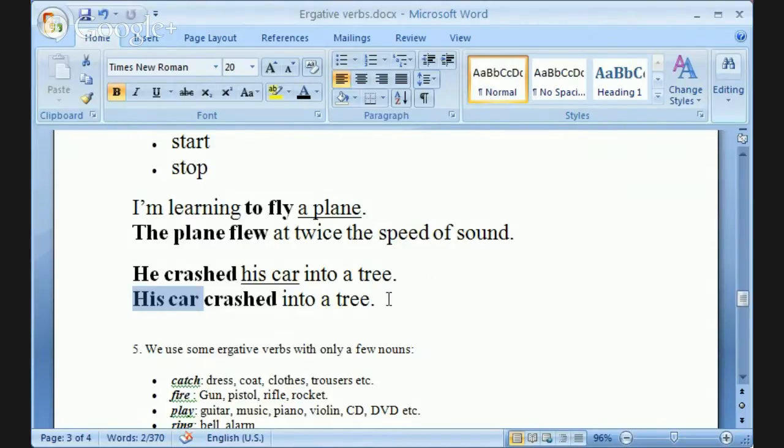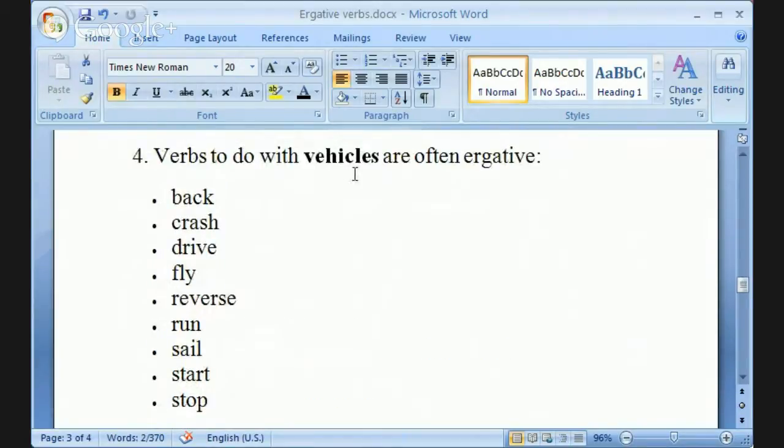Anyway, let's try a few sentences that have to do with vehicles. Is it vehicles or vehicles? That depends where you're from. Okay.